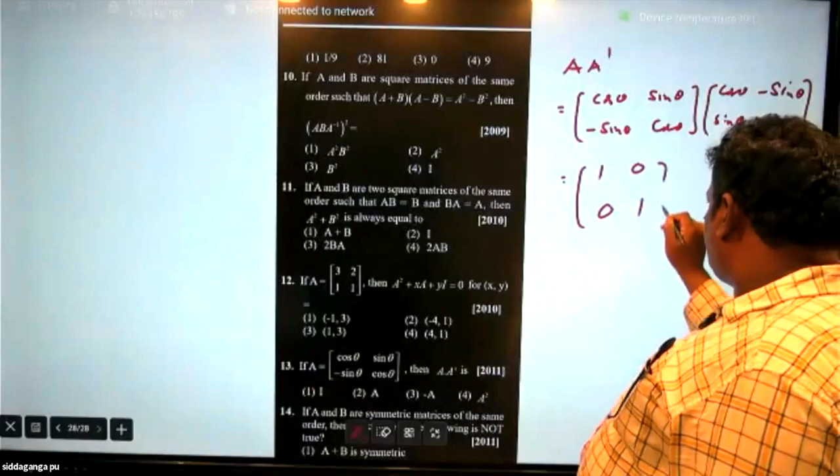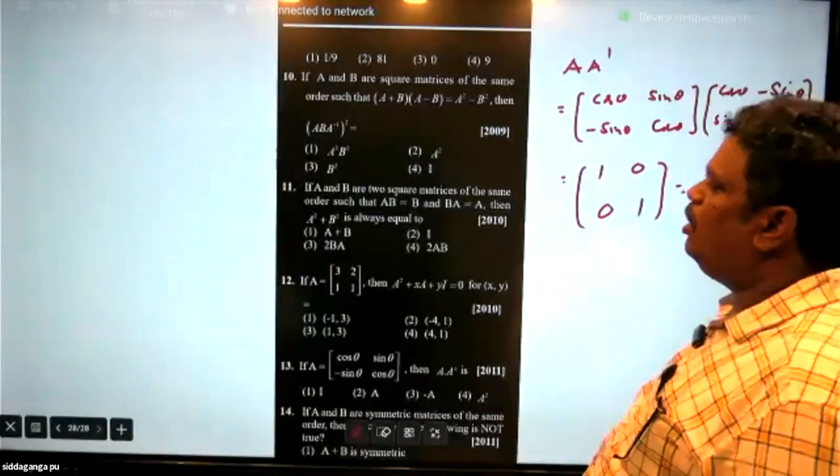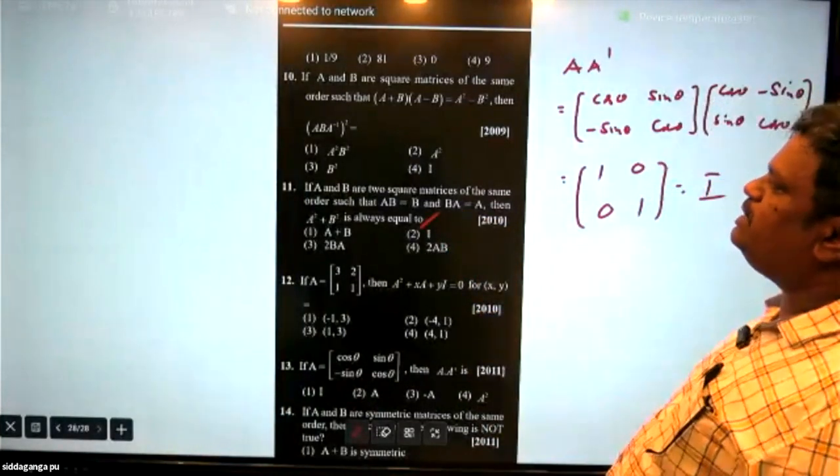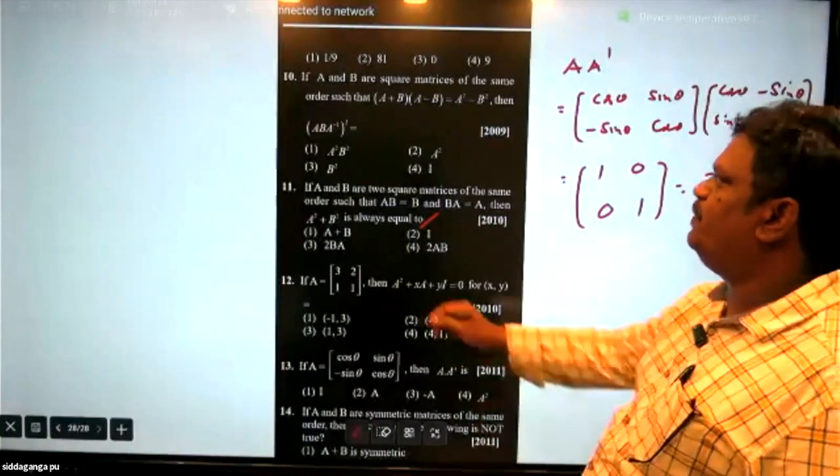So if you are getting this value, it is equal to I. This value is equal to I. So that is the second option for this one.